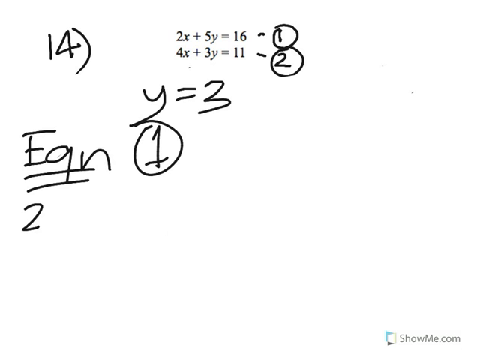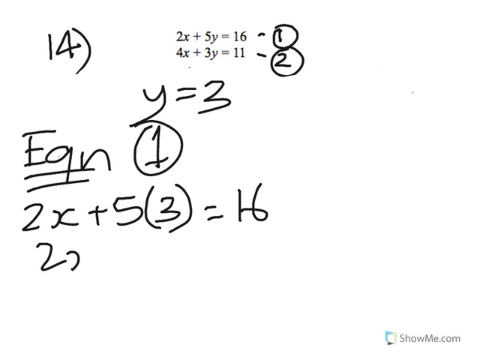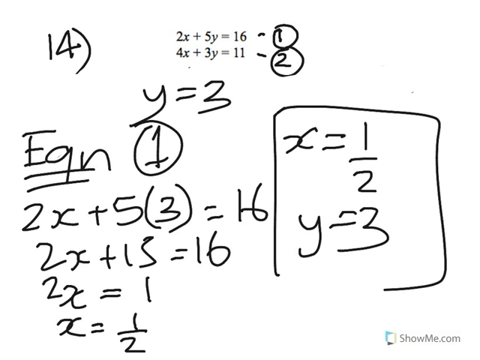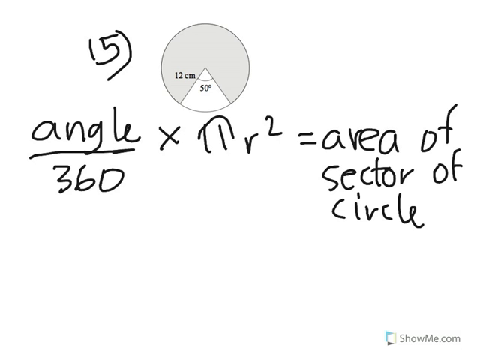So 2 times x plus 5 times 3, you're substituting y with 3, is equal to 16. So 2x plus 15 is equal to 16. Now subtract 15 on both sides. 2x is equal to 1. Divide both sides by 2, so you get x is equal to half. So in the end your solution is x equal to half and y is equal to 3. That is your answer.